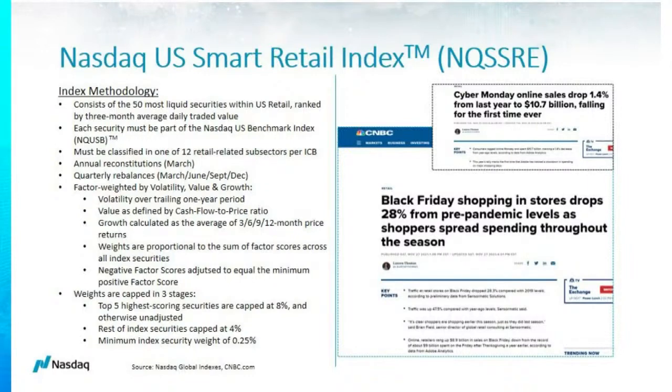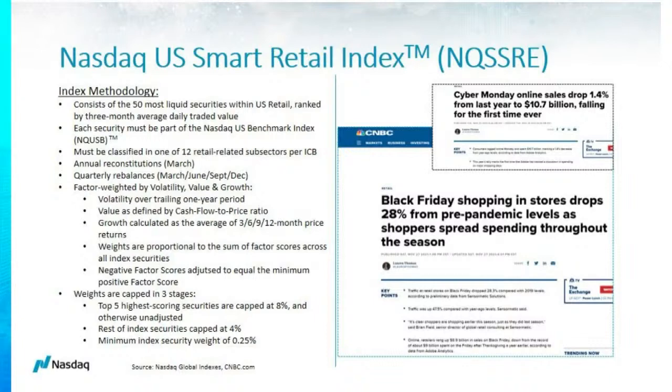What it does is it looks at 12 different subsectors that relate to retail, specifically in the US, and basically ranks all those companies in terms of their liquidity. So we're selecting the 50 most liquid companies within that US retail universe as defined by 3-month average daily trading volume. And then, you've got pretty regular annual reconstitutions, quarterly rebalancing.